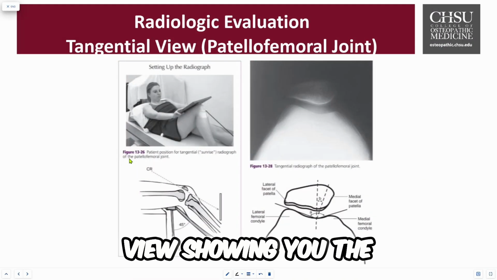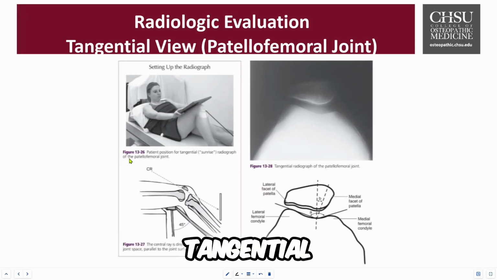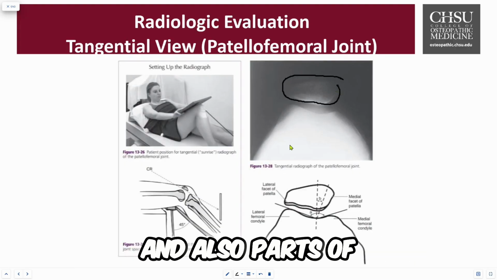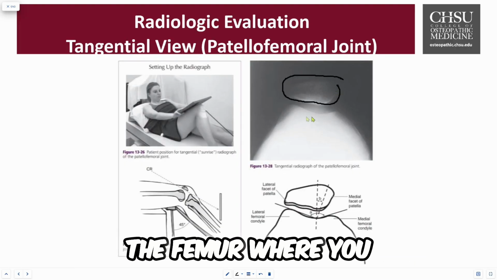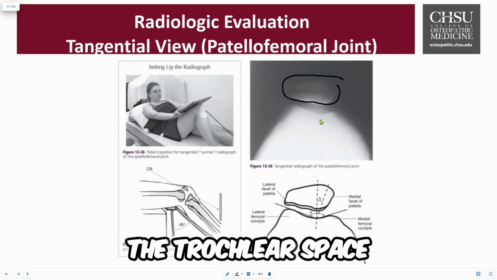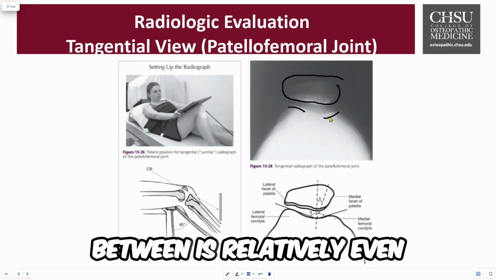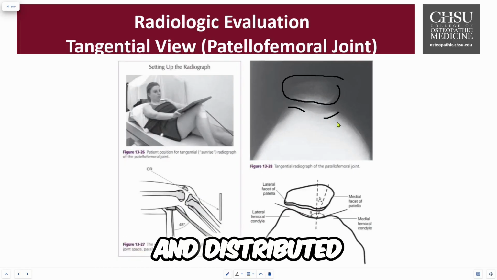Over here is a view showing you the X-ray version of the tangential on the patellofemoral joint, so you can only see the patella and also parts of the femur where you have that space, the trochlear space. Important that you can measure the angle as well as know that the spacing between is relatively even and distributed.